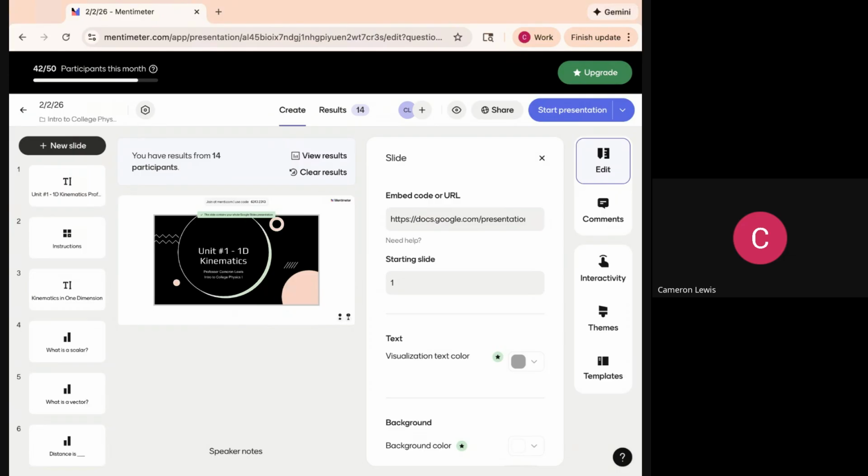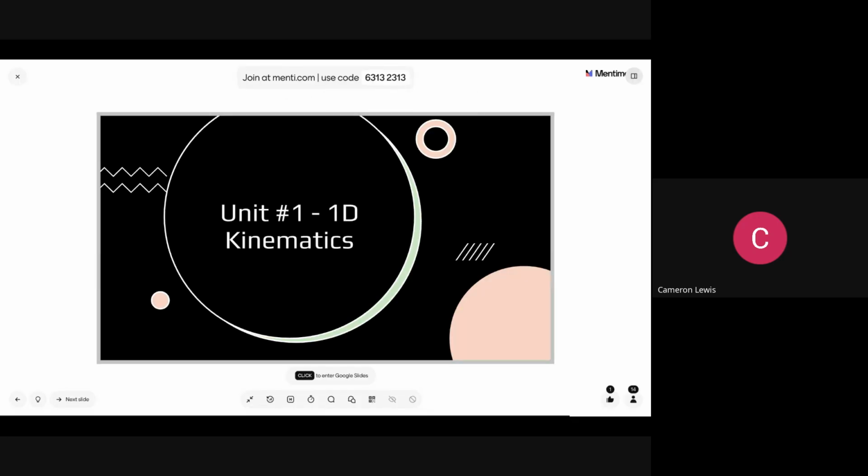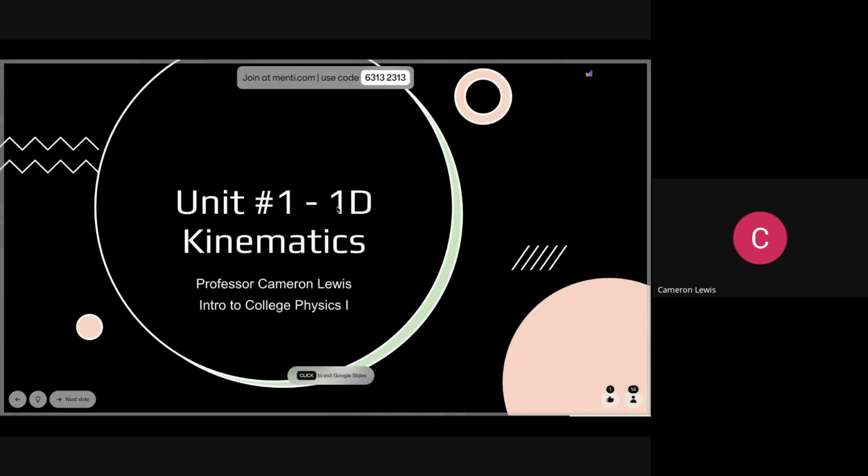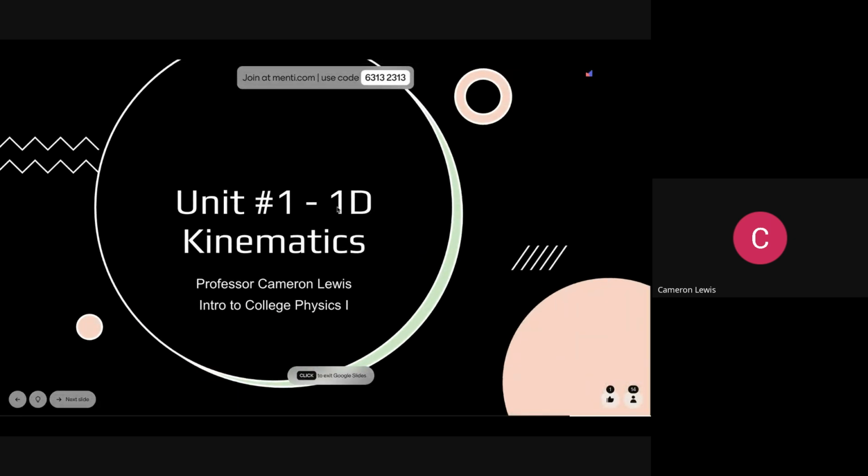All right, so I might flip my camera back on if I'm going to the board and doing something, and I'll keep myself unmuted. But let me know, can you see my screen on the computer? Can you see my screen? All right, okay, cool.